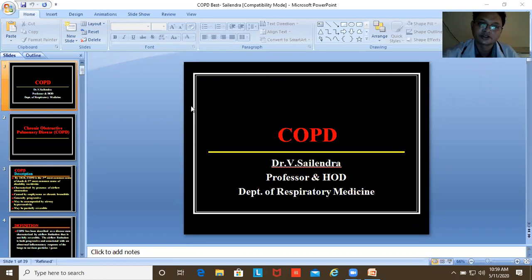Is the Borg index commonly taken for chronic bronchitis? The index doesn't comply with the dyspnea that is seen in chronic bronchitis. It doesn't comply with that.